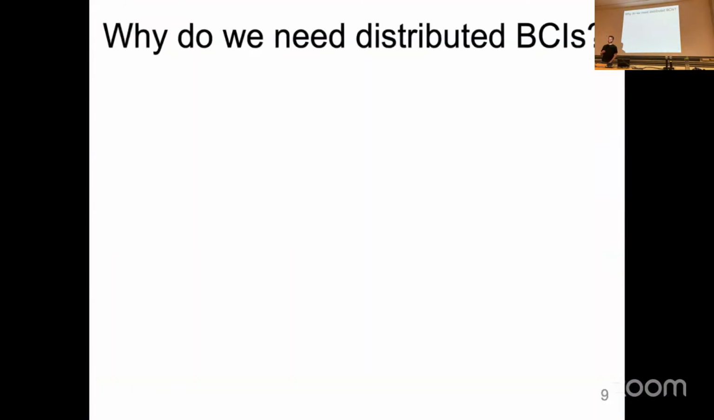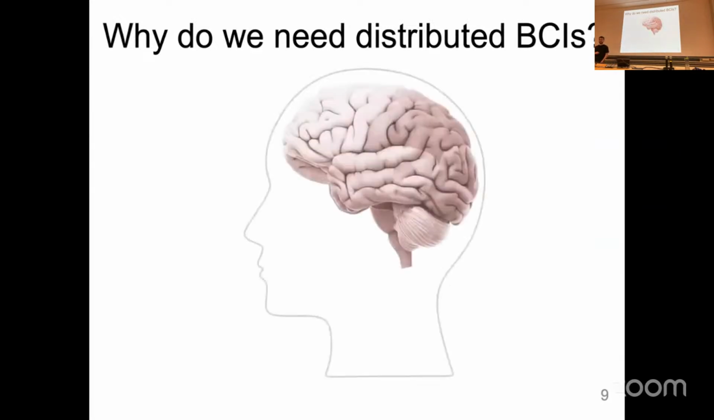Next, motivation. Why do we need distributed BCIs? So fundamentally, most interesting processes in the brain, like learning, sleep, also diseases, most things are distributed processes. So they are not constrained to a single brain site, but they are made up of various brain sites communicating with each other. So this is why inherently we want a distributed system for these applications.